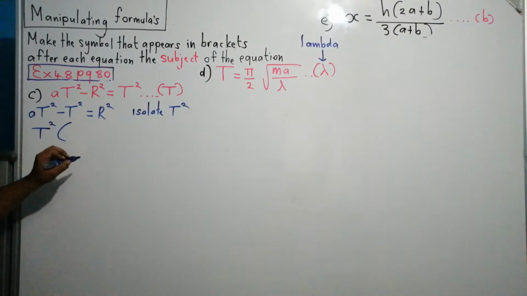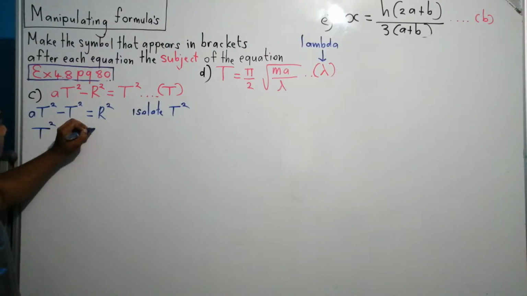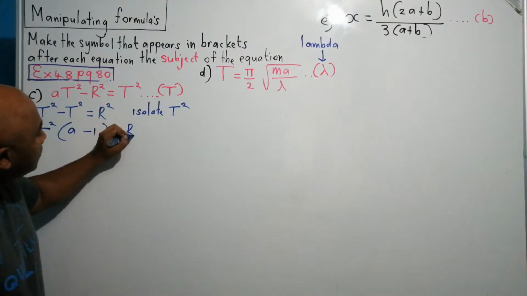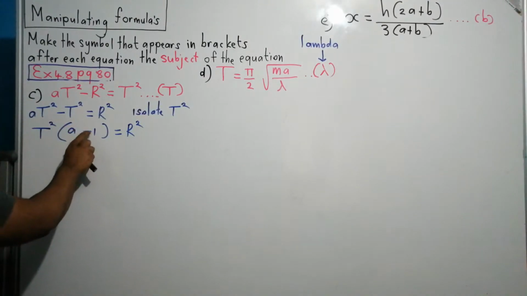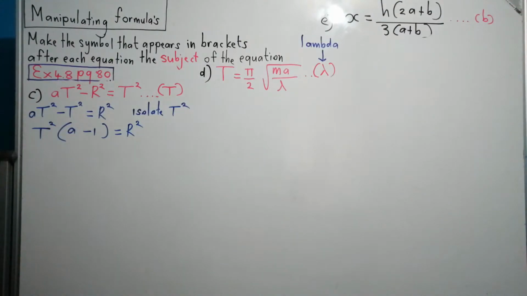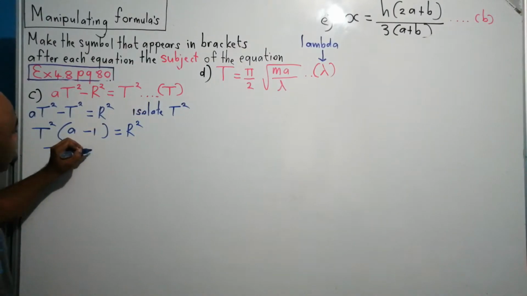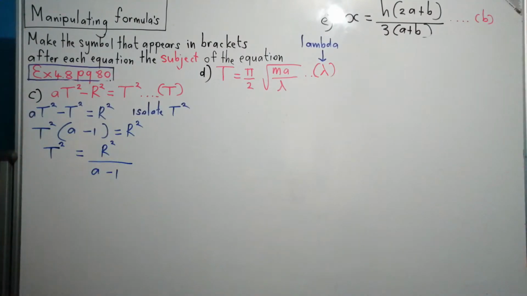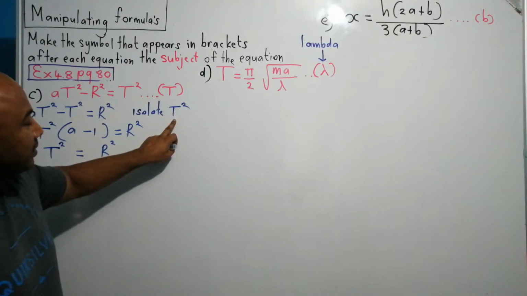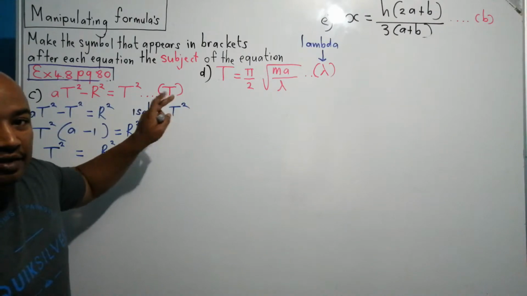So once I take out my t squared, I'm left with a minus 1 is equal to r squared. You check, t squared times a is a t squared. T squared times minus 1 is minus 1 t squared. Now, this is multiplication. There were two terms. Now, this is just one term, two factors. So now, t squared is equal to r squared all divided by a minus 1. Okay, now we have achieved our goal here, which was to isolate t squared first.